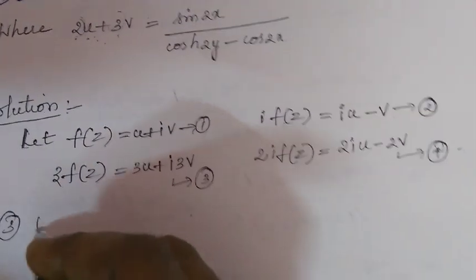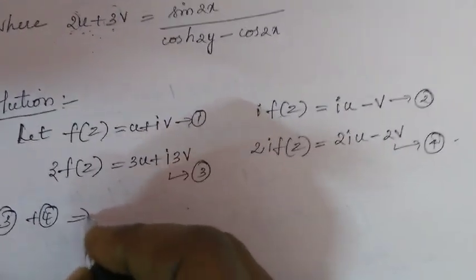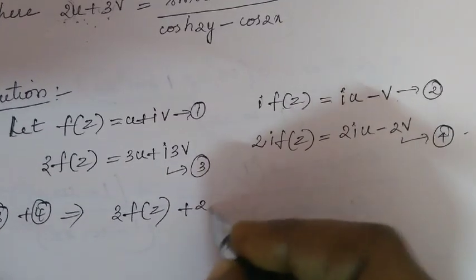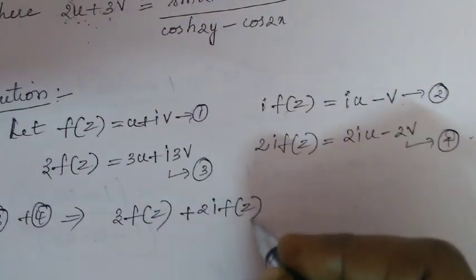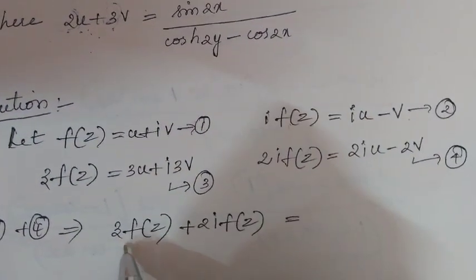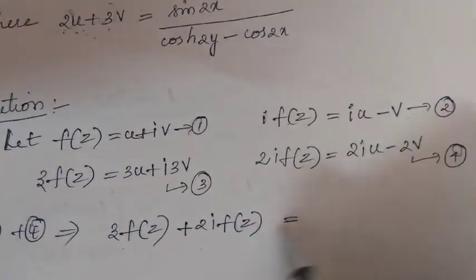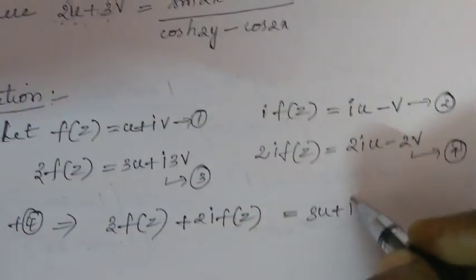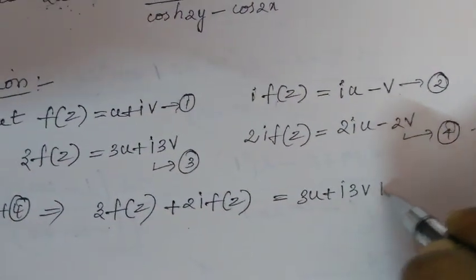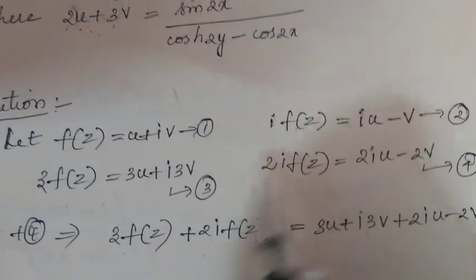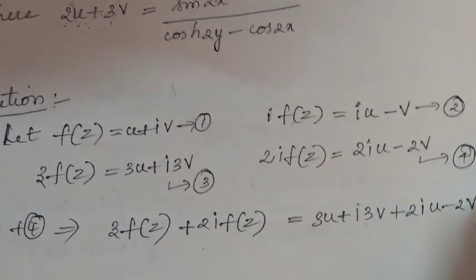So when you add your equations 3 and 4, on the left hand side you get 3f of z plus 2i f of z, that's equal to the right hand side. You will write it like this: 3u plus i 3v plus 2iu minus 2v. I just wrote the left hand sides and also the right hand side.